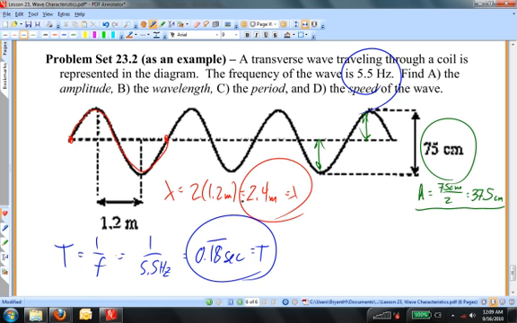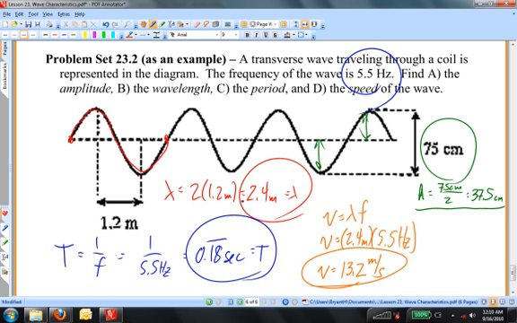Now for part D, the speed of the wave. Well, I can go to my wave equation and say that the speed is equal to the wavelength times the frequency. Or I could say the speed is the wavelength divided by the period. And I happen to know what both of those numbers are. Since they gave me the frequency in the problem, then I'm going to use that one. I know what the wavelength is by looking at the diagram, and so I can solve this. The speed is the wavelength times the frequency, and now I'm going to put in the numbers. And I get that the speed is 13.2 meters per second.